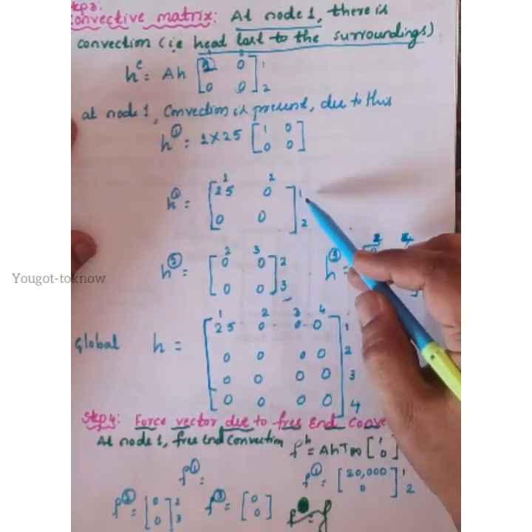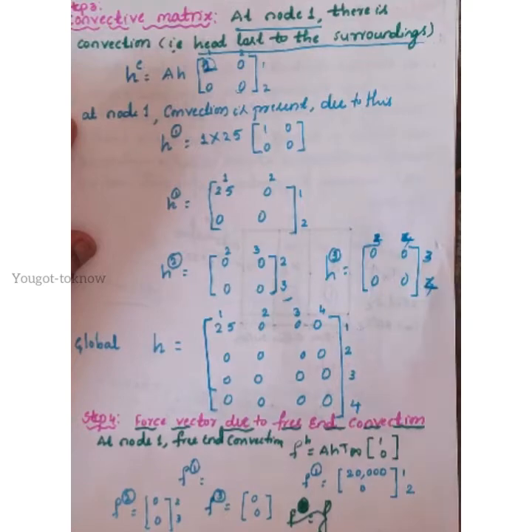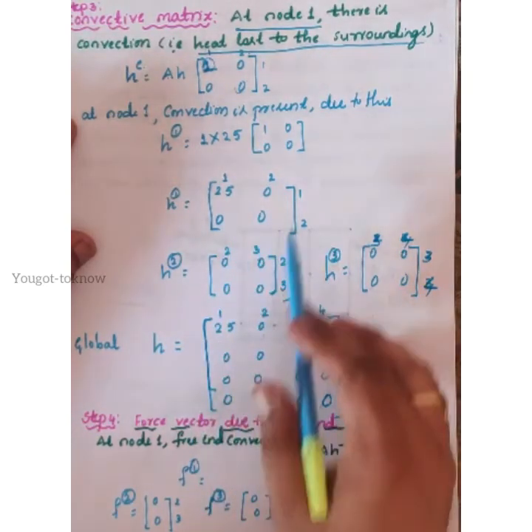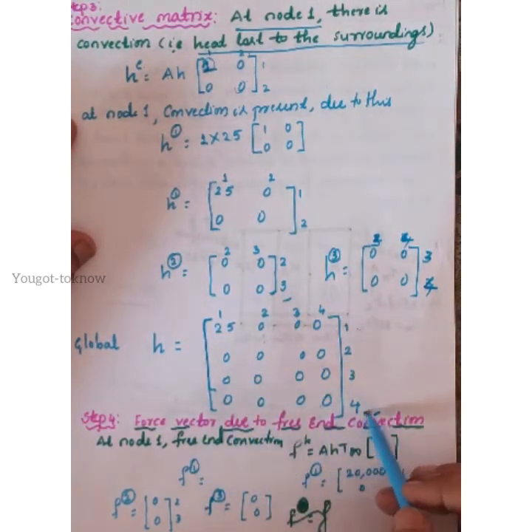Now you get the same thing, 4 row values and 4 column values. Now write your global matrix. How to write it? 25 0 0. If you write it, this is your global matrix.